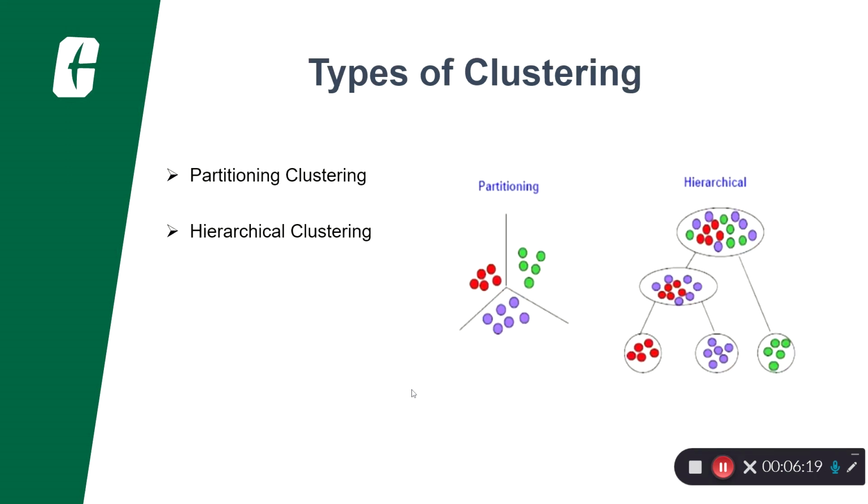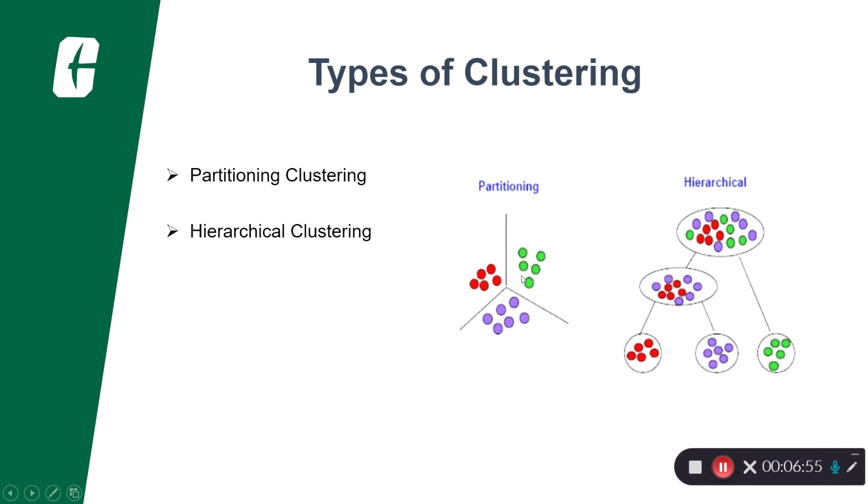When you come to the types of clustering, we have two main types: partitioning clustering and hierarchical clustering. Partitioning clustering is the division of data points into non-overlapping subsets such that each object is placed in exactly one subset. In this example, you can see the red points are one subset and the green are the other subset. There is no overlapping between these two.